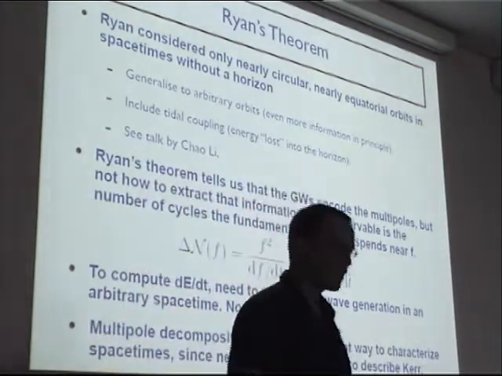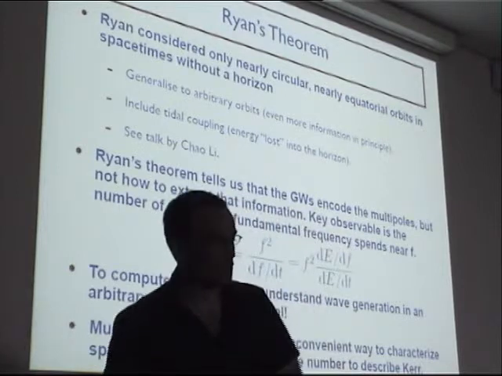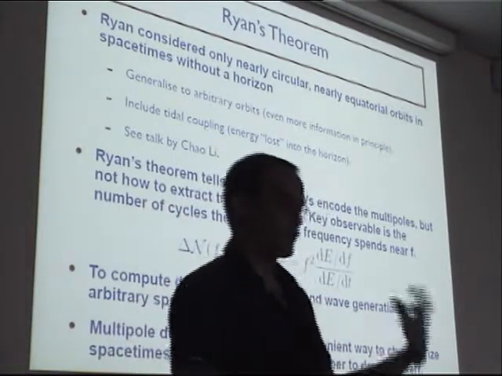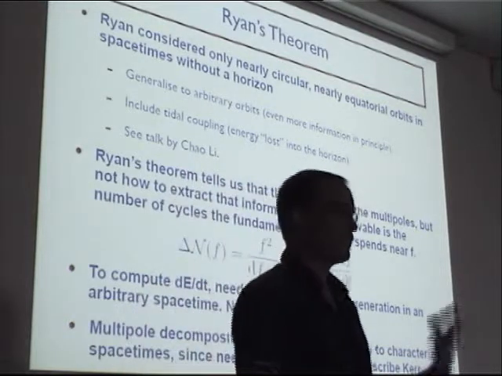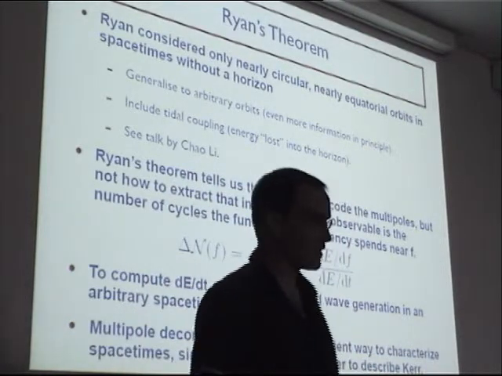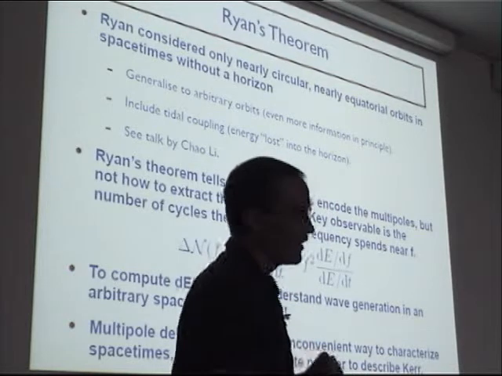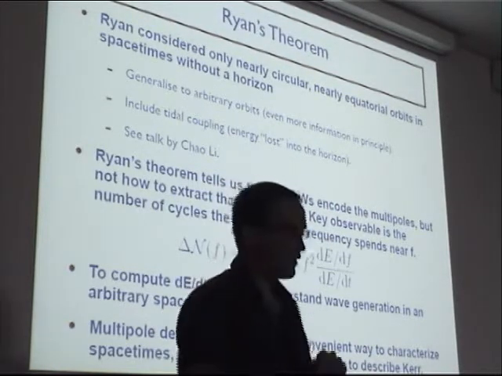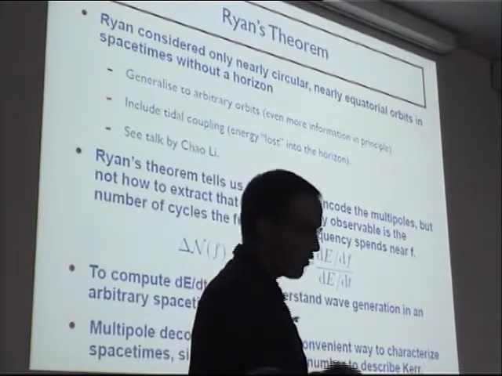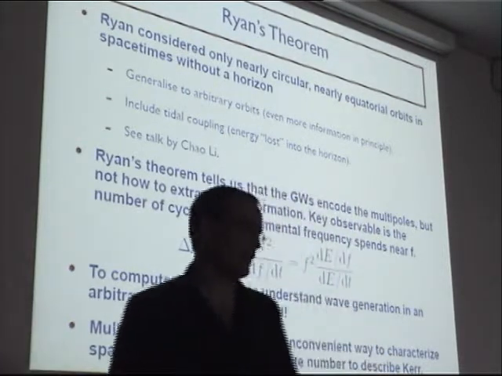As I was saying at the start, a generic orbit explores a huge amount of the spacetime on a geodesic, and as it inspirals, you explore a huge amount of spacetime. So there's a lot more information in principle encoded in these waveforms. The influence of the horizon also leaves some kind of imprint on the orbit. I'll talk about it again in a moment.